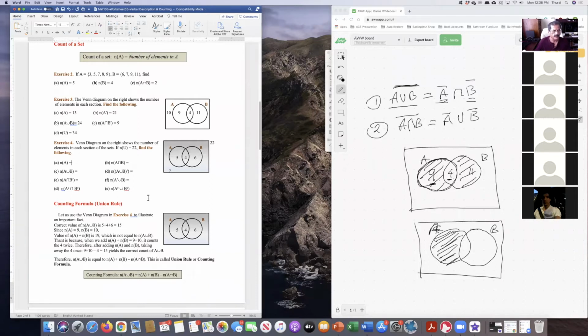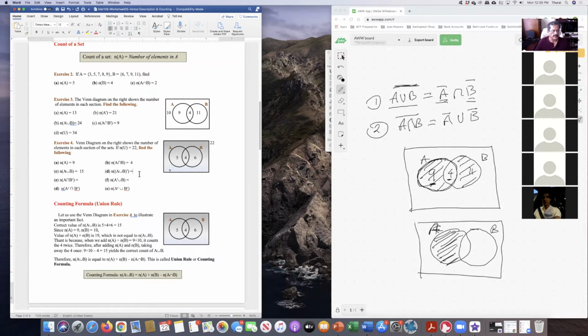Okay, now can somebody tell me count of A? 5. 9, right? Not 5. The 5 is only in the left side of A, the part of the A that's outside of B. Okay, so 5 plus 4, 9 is the total number of elements in A. Okay, part B, anybody? 4. Count of the union? 15.